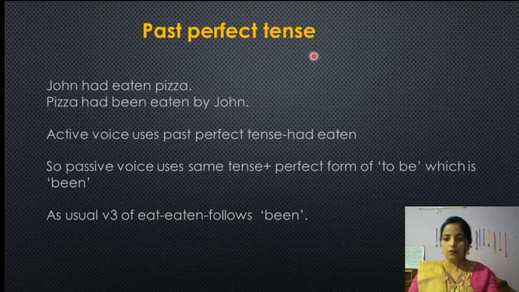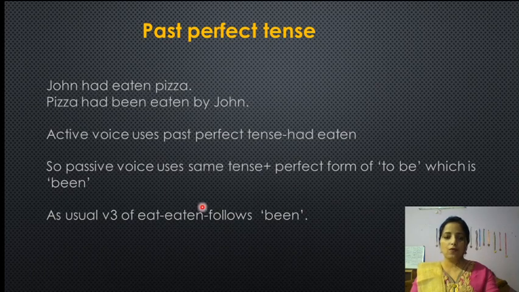Past perfect tense. So just like present perfect tense, we also have past perfect tense. What happens in past perfect tense? John had eaten pizza. Now, in present perfect tense, we have has eaten. In past perfect tense, we have had eaten. So John had eaten pizza. Pizza had been eaten by John. Active voice uses past perfect tense. Had eaten. So passive voice uses same tense, had eaten, had been eaten, plus perfect form of to be, which is been. That we have already seen during present perfect tense.